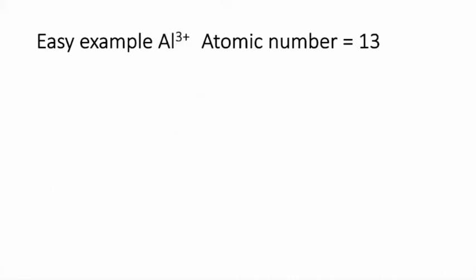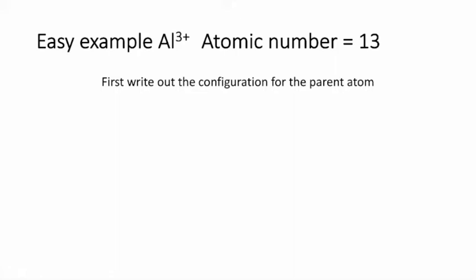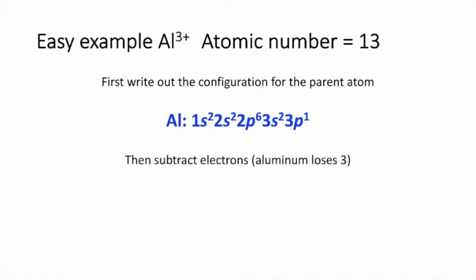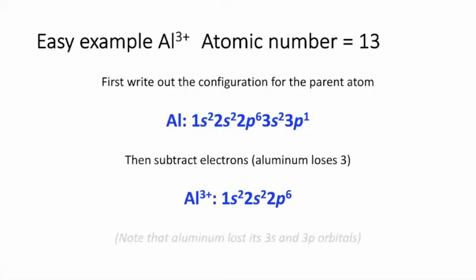We're going to do another easy example. We will do the aluminum cation. Aluminum has an atomic number of 13. When it ionizes, it loses 3 electrons. So, to find the electron configuration, we're going to first write out the configuration for the parent atom. For aluminum, it's 1s2, 2s2, 2p6, 3s2, and 3p1. And then we're going to subtract 3 electrons from this, and our electron configuration is now 1s2, 2s2, 2p6. And you'll notice that as for sodium, we totally lost our 3rd shell here.